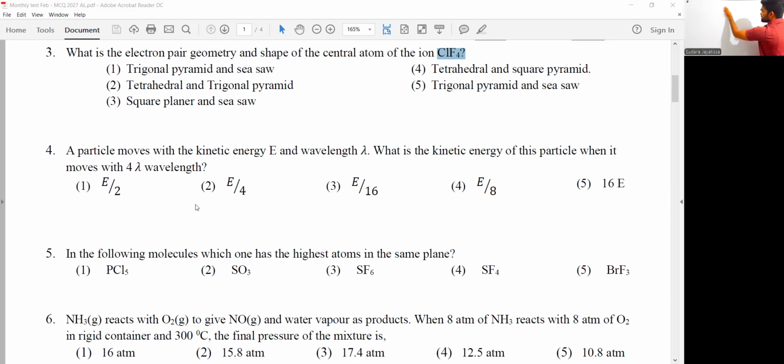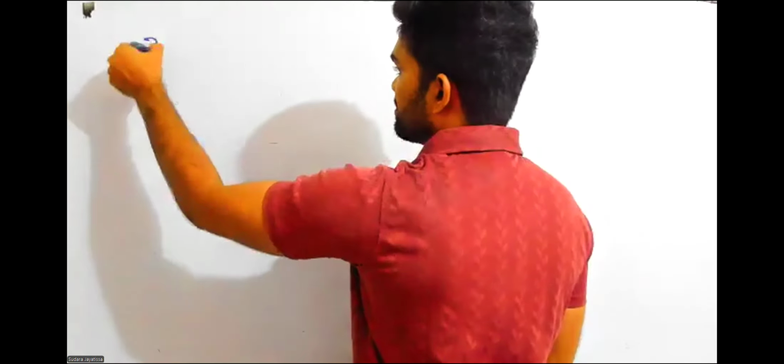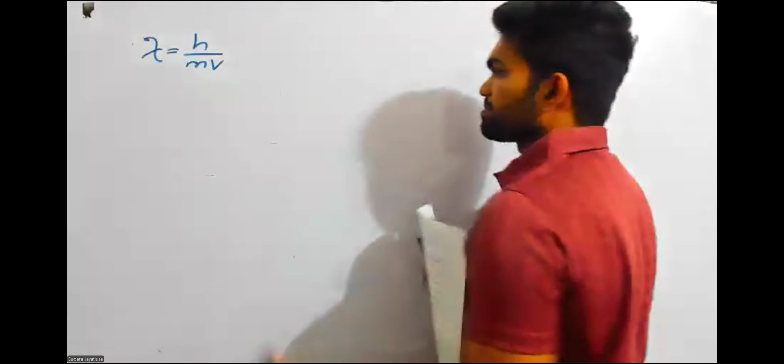Question is about de Broglie wavelength. A particle moves with the kinetic energy E and wavelength lambda. What is the kinetic energy of this particle when it moves at 4 lambda wavelength? Our de Broglie equation: lambda equals h over mv.